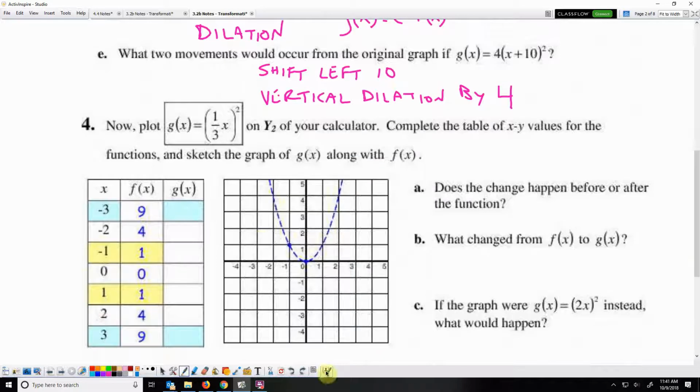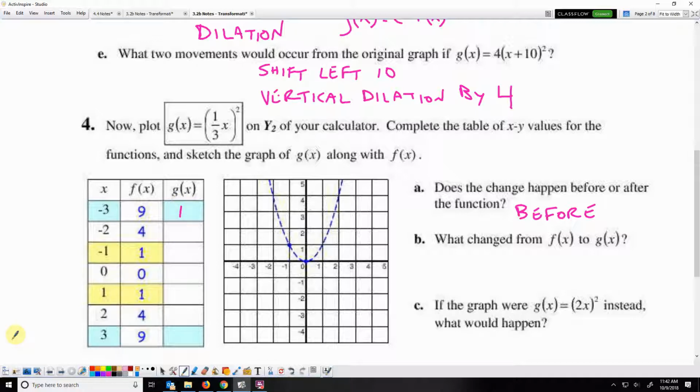I notice this time we're multiplying again, but this time it is multiplying inside of this squaring. So it happens before the function. The change happens before the function, then the function of squaring takes place. So what is 1/3 of -3 and then squared? 1/3 of -3 is -1, and you square that and you get 1.